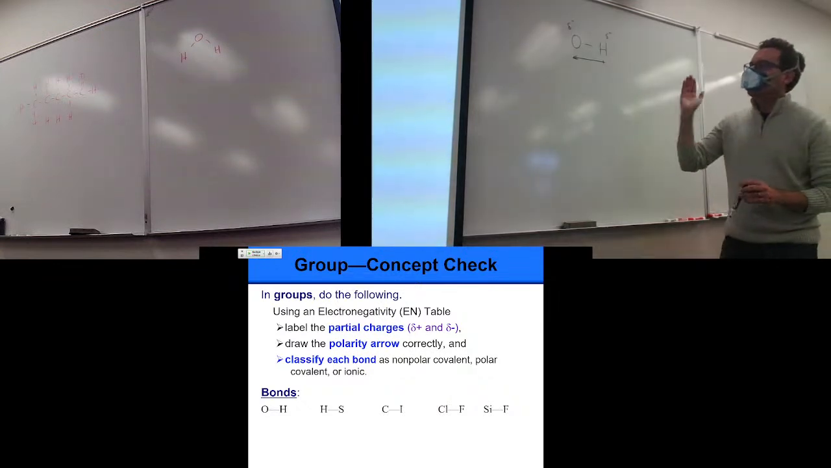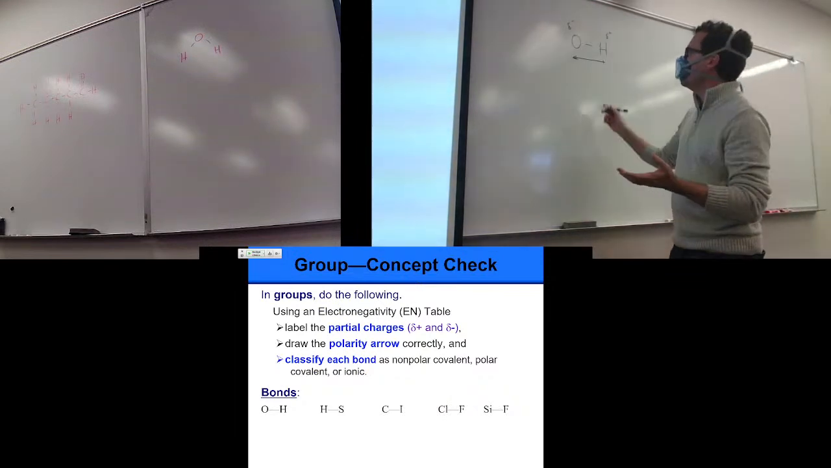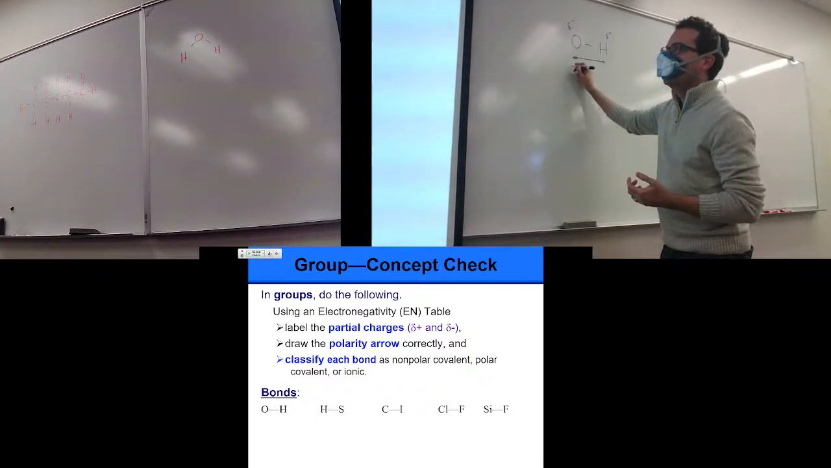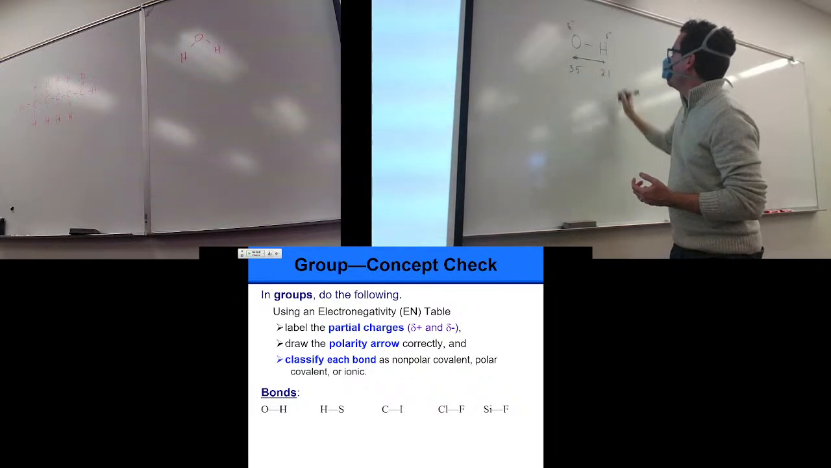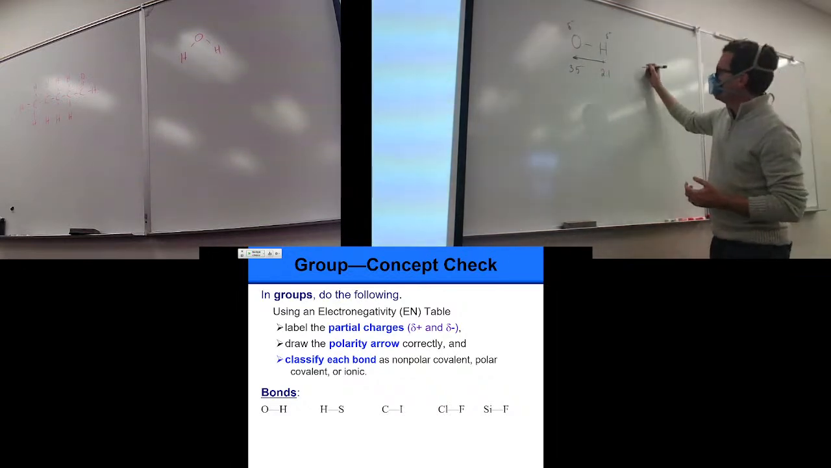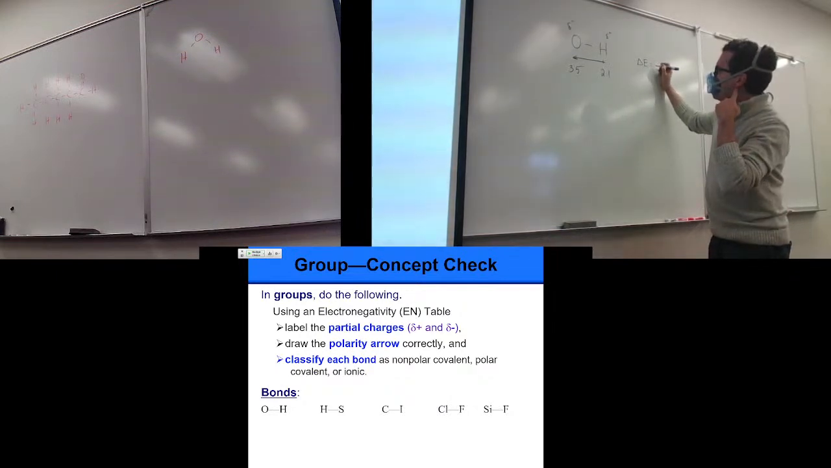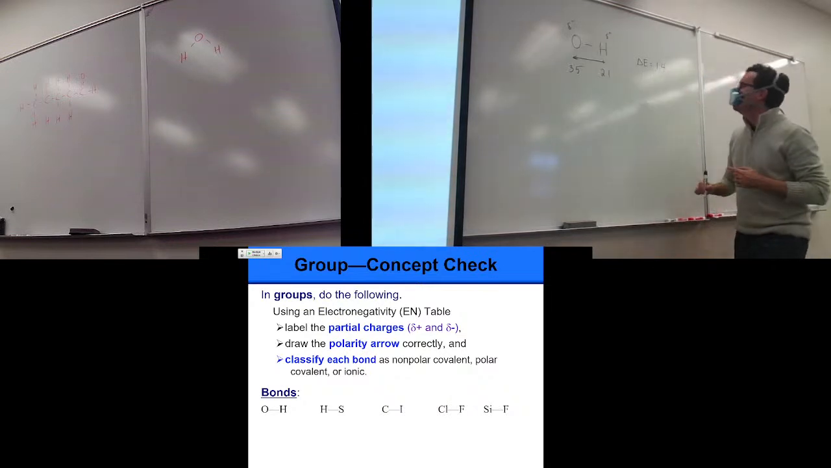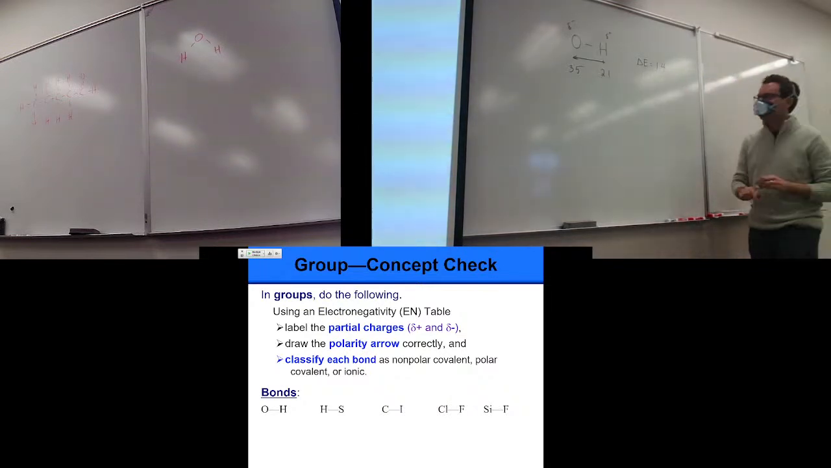Is this bond nonpolar covalent, polar covalent, or ionic? Well, now we kind of need the numbers, and I'm going to just tell you what they are. Oxygen is 3.5. Hydrogen is 2.1. That difference is what, 1.4? Yeah, 1.4. That's pretty big. That is a very polar covalent bond.